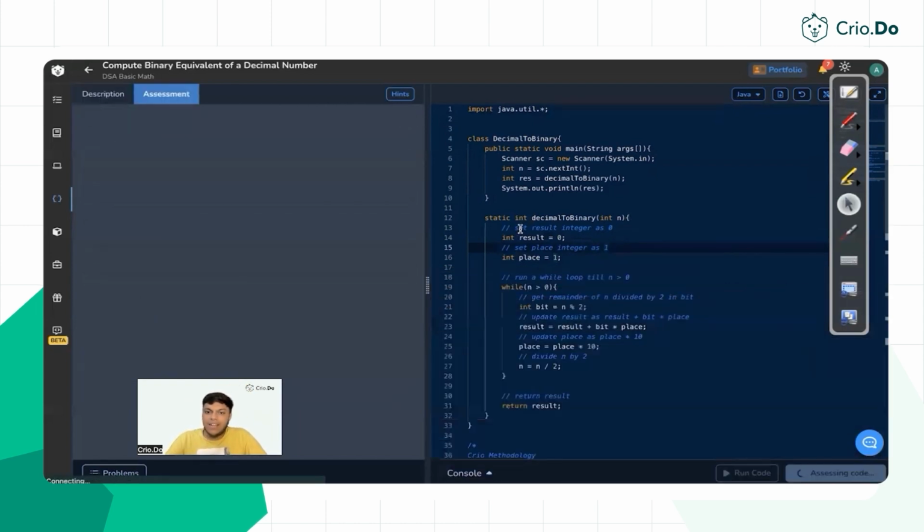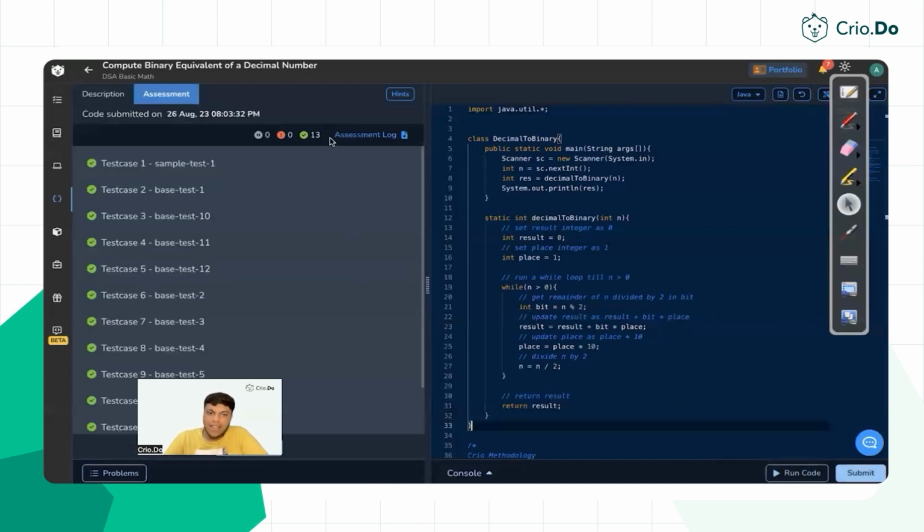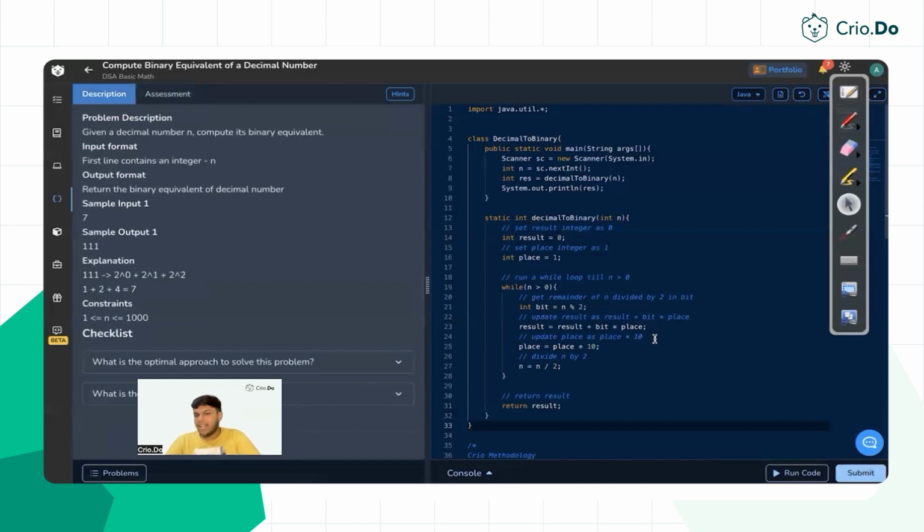So let's just submit it and see if all the test cases are passing or not. It is taking some time. Hopefully it should pass all the test cases. Yes, all 13 test cases are getting accepted.